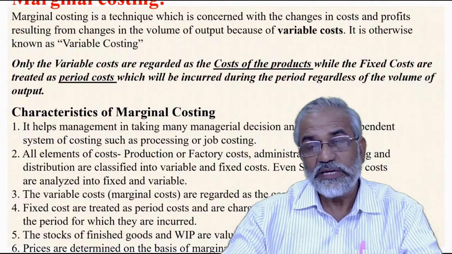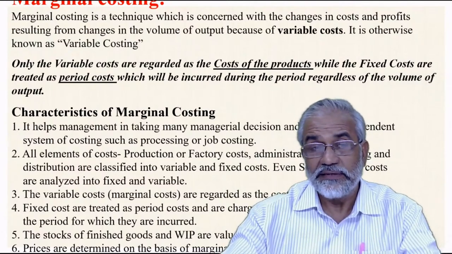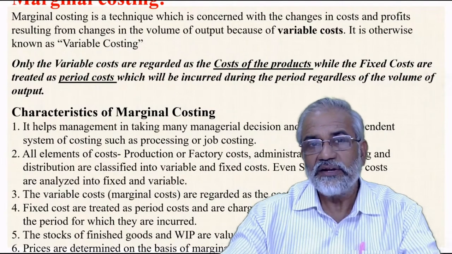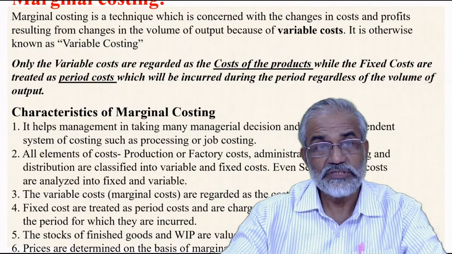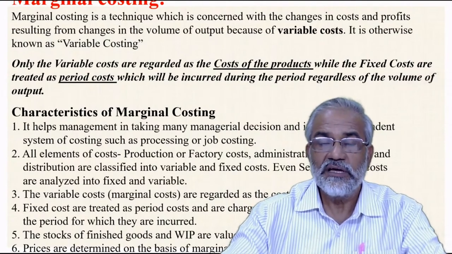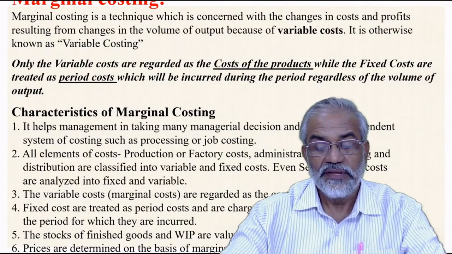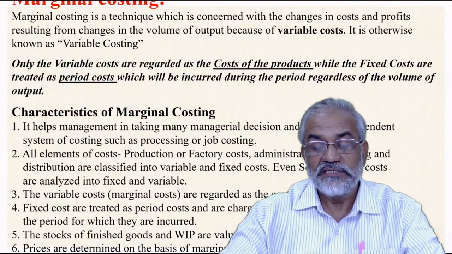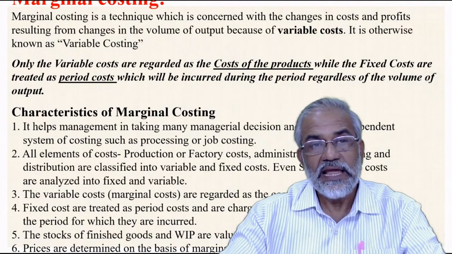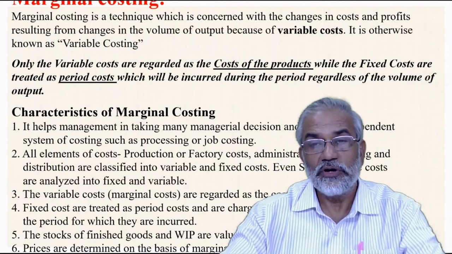And the cost can also be classified on the basis of behavior. When the cost is classified on the basis of behavior, it gives rise to three types of important types of cost. One is the variable cost, another is the fixed cost. Variable cost is that cost which varies directly and proportionately with the volume of production.